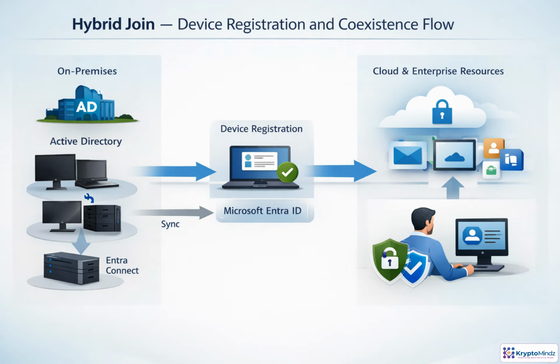Hybrid join starts with a normal domain-joined device. The computer object exists in Active Directory, and the organization has configured the hybrid join path, often with Microsoft Entra Connect synchronizing the required device information. The device then registers with Microsoft Entra ID and receives a cloud-recognized identity. The coexistence point is critical. Traditional domain behavior remains in place. Users still sign in against AD and receive group policy, while cloud services can evaluate the device for conditional access. Validate both sides: the local device state and the device object in Entra ID.